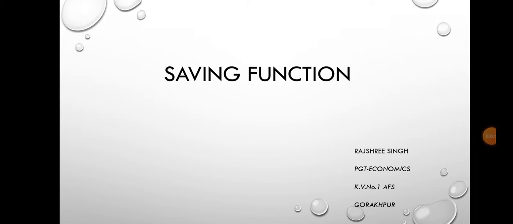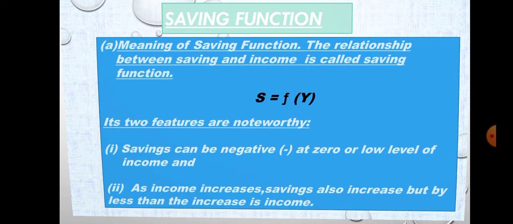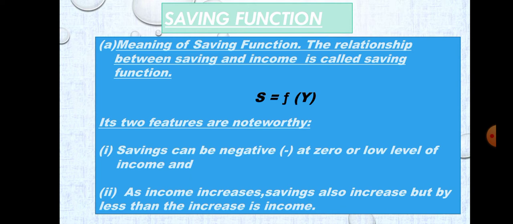The topic is saving function. Saving is that part of income which is not spent on current consumption. And what is saving function? The relationship between saving and income is called saving function.